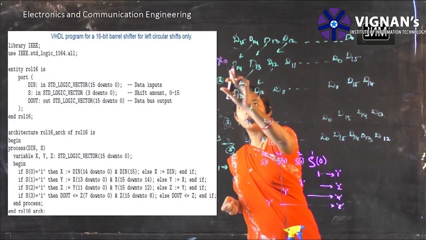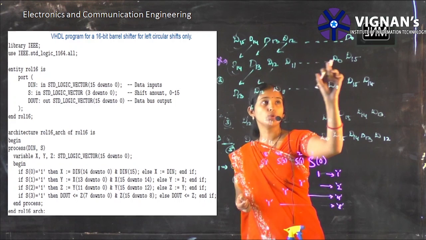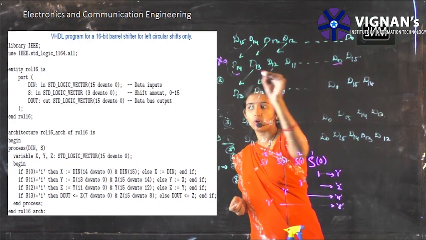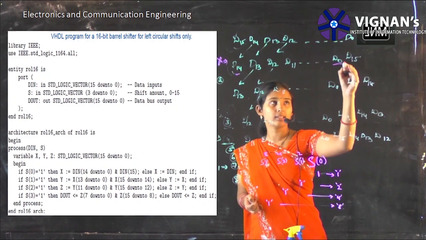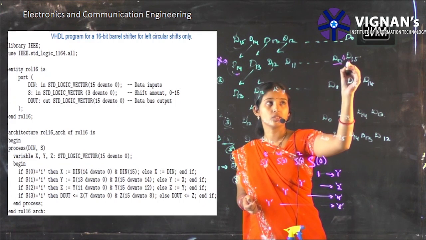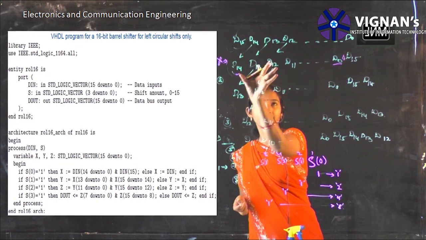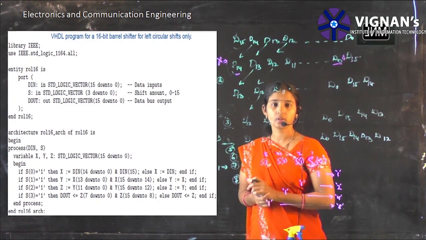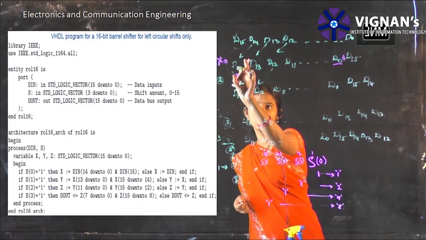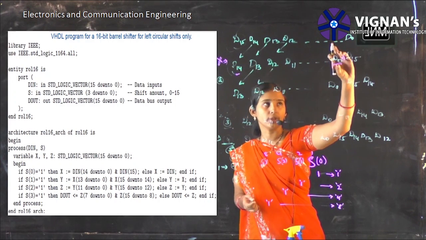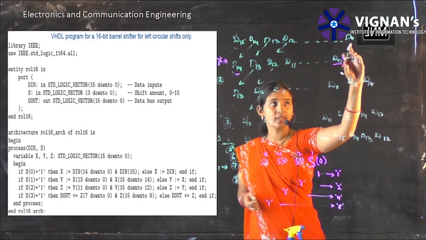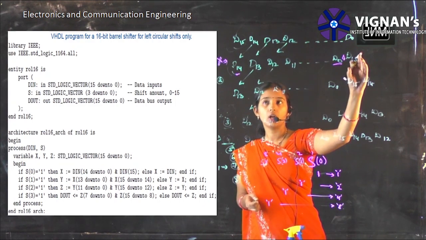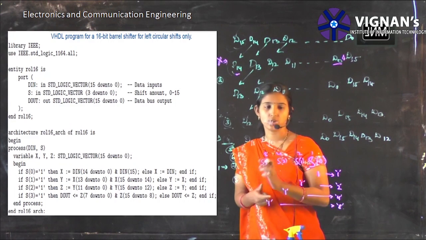So X output will be like D14 to D0, and concatenation, that means you are joining it. You are joining this bit along with the least significant bit, which is D15. Your most significant bit is D14. From D14 to D0, again you are joining with concatenation with D15. This is your 1 shift operation.